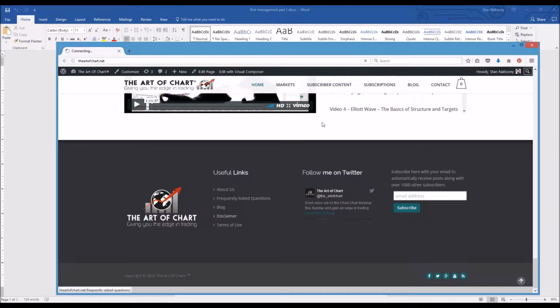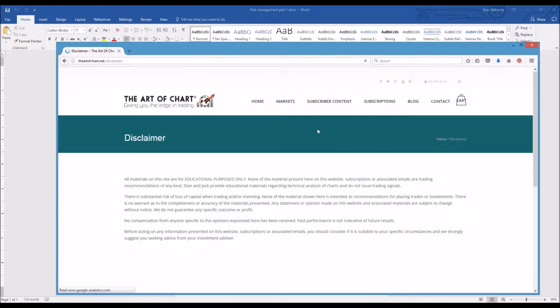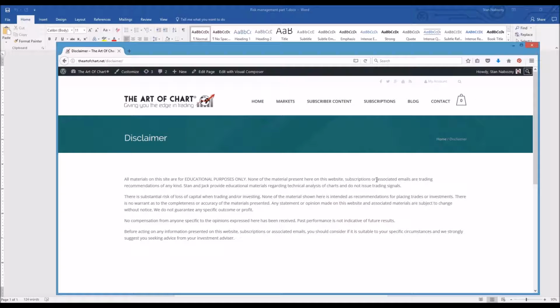Our disclaimer, of course: we provide technical analysis, and none of the materials that we share here are intended to be a trading signal per se. We're here to show you the way we do our technical analysis, what we see in terms of the markets and trends and resistance and support and so on and so forth. And of course, we hope that you benefit from that work and that you can transfer that to your own charts.